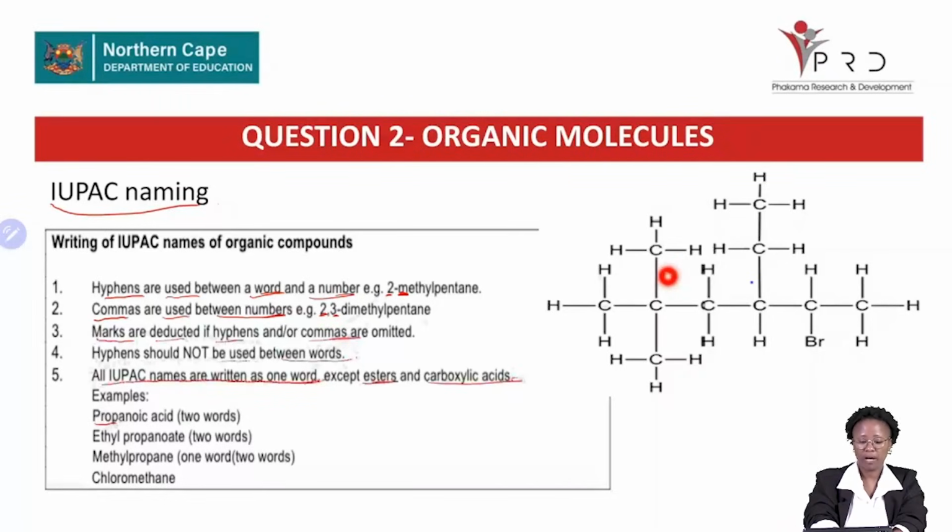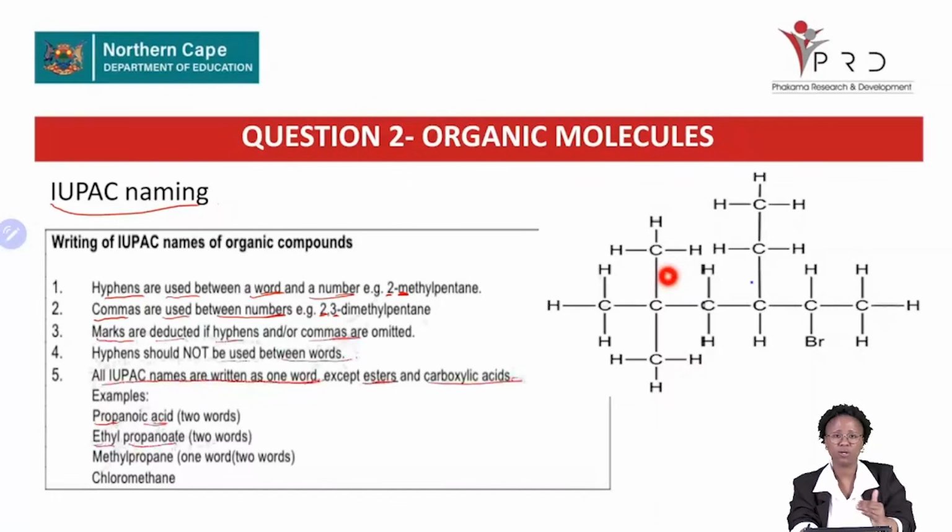Examples: propanoic acid, you can see is 2 words because it's a carboxylic acid. Ethyl propanoate, you can see is 2 words because also it's a what? It's an ester. But methylpropane must be 1 word because it is a what? It is an alkane. So it's very much important. Chloromethane is also a what? A haloalkane. It's very much important to know that when you write them, you write only 1 word.